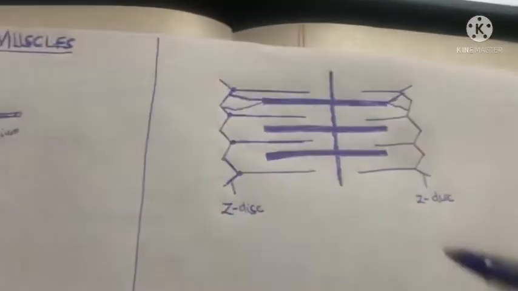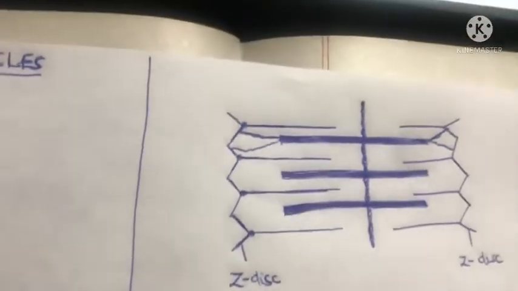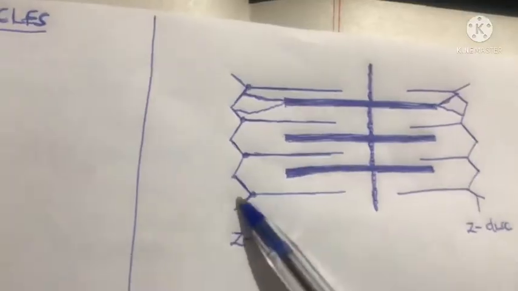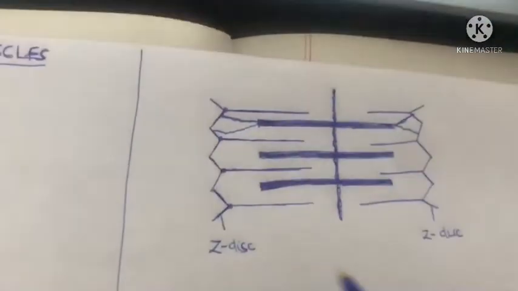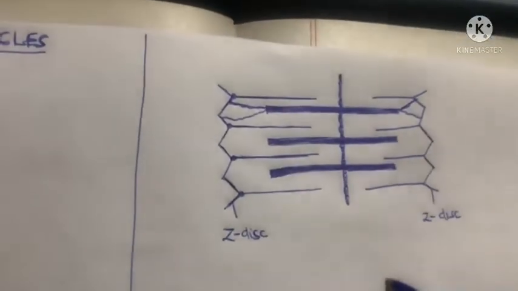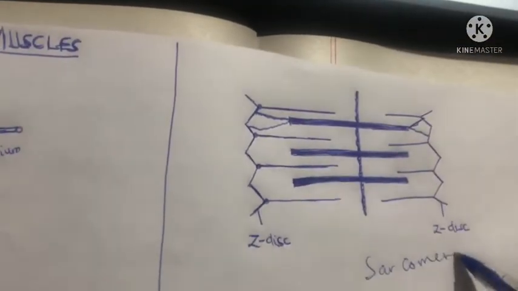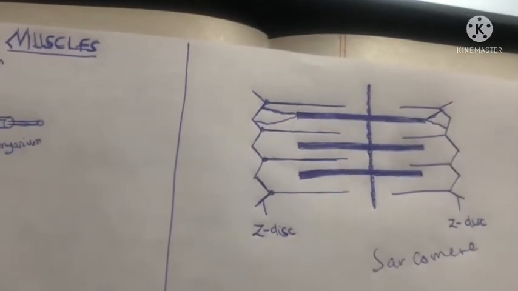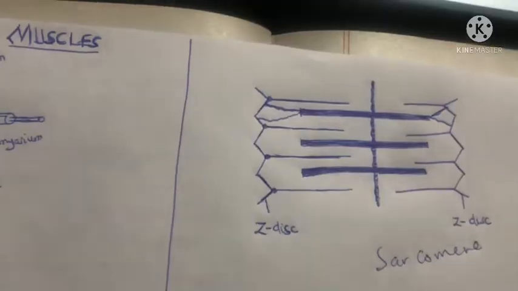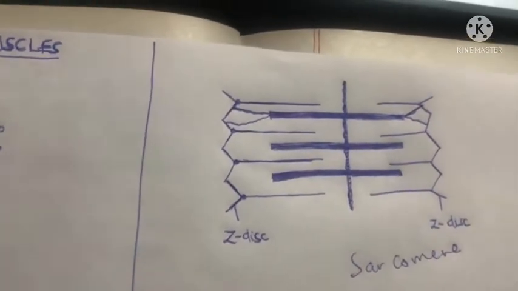You understand? So this is because of the arrangement of the thick and thin filaments. So let's look at this arrangement. You see, this is a Z-disc, this is another Z-disc. From one Z-disc to another Z-disc, we call it a sarcomere. And this sarcomere is known as the structural and functional unit of the muscle cell. The structural and functional unit of the muscle cell is called the sarcomere.